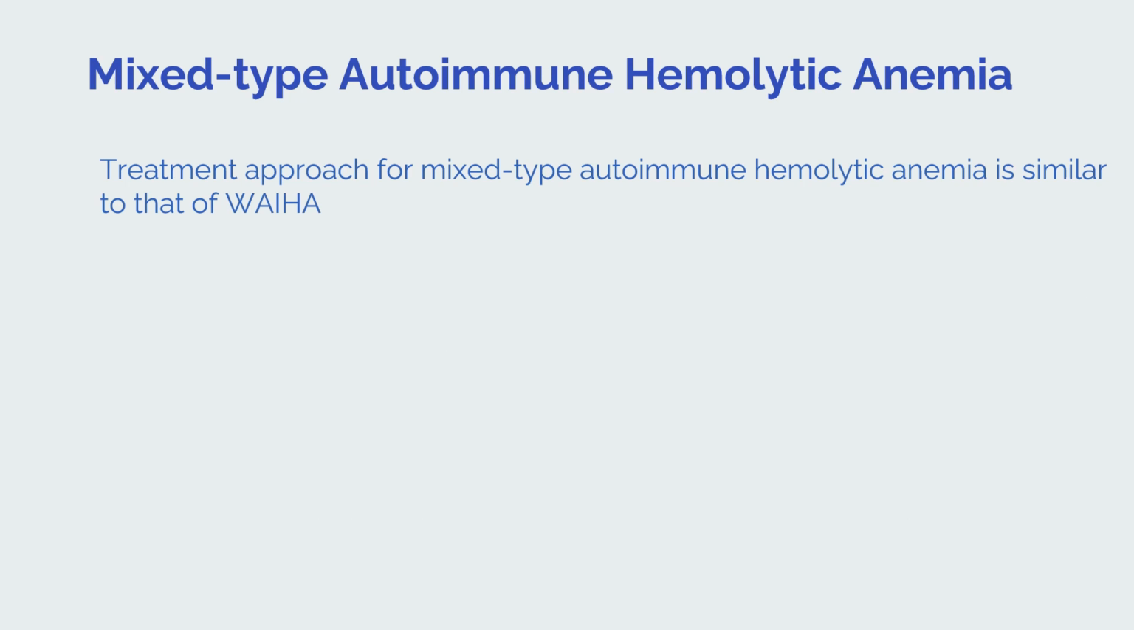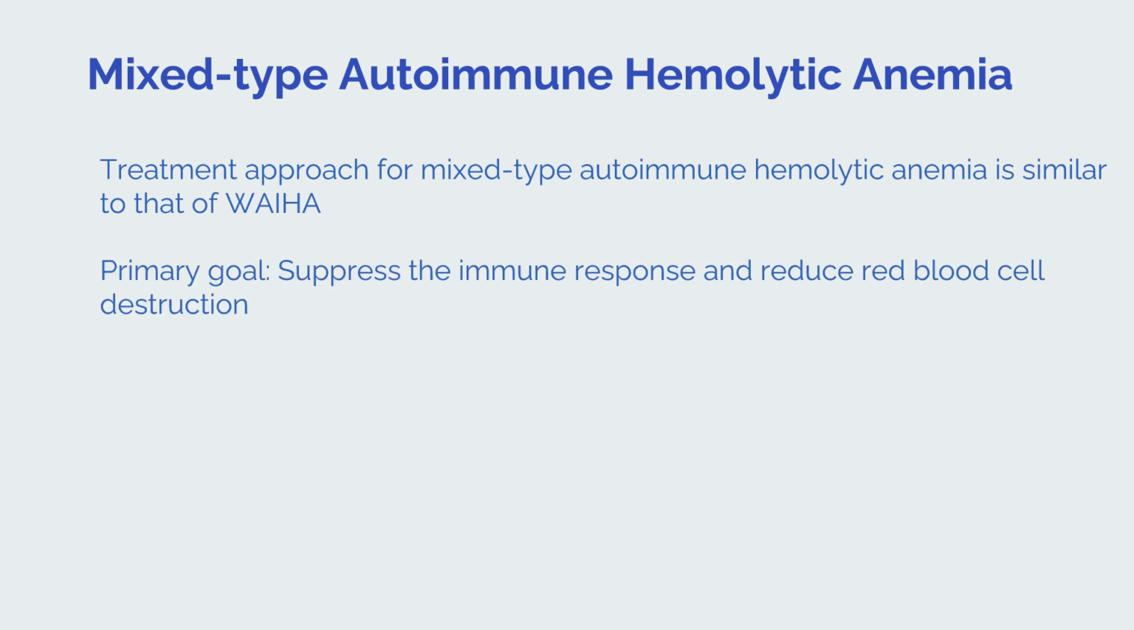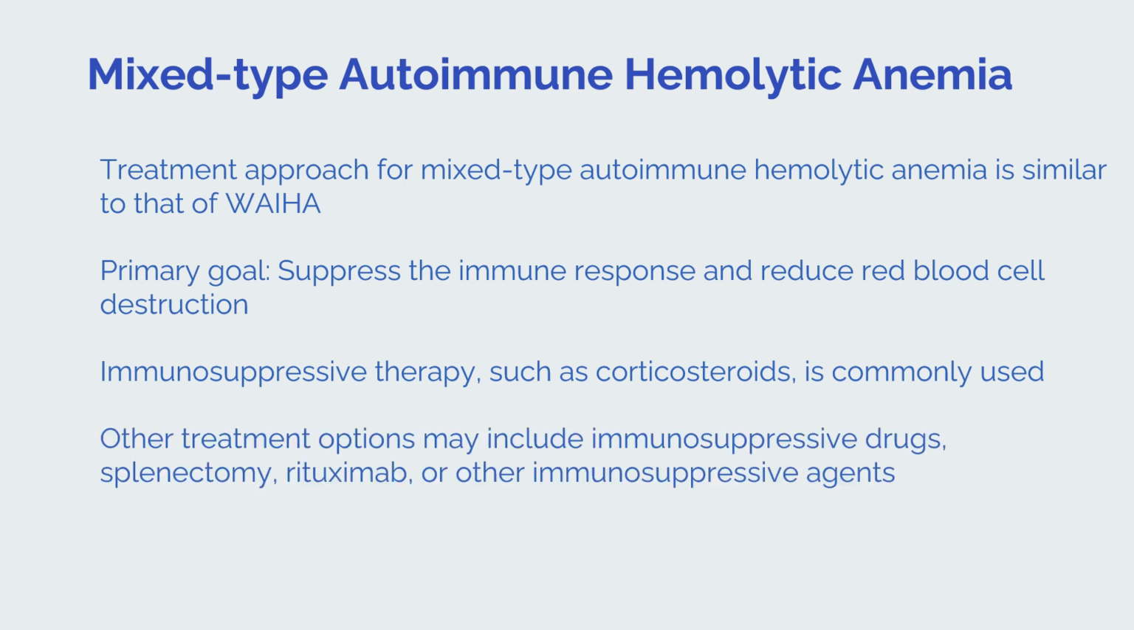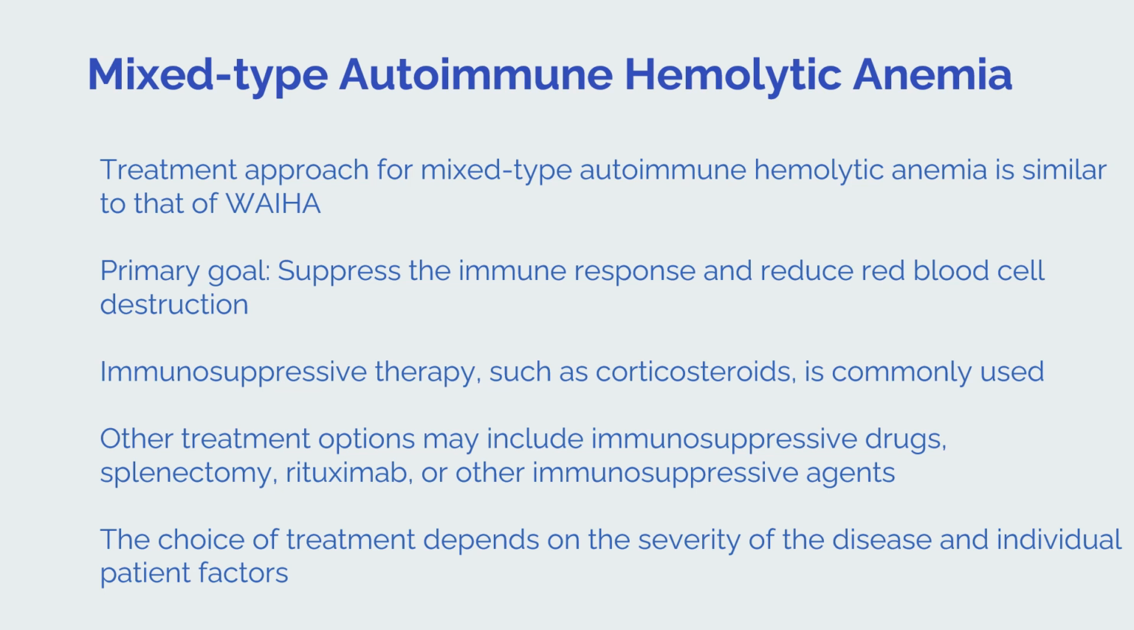When it comes to treatment, the approach for mixed-type autoimmune hemolytic anemia is similar to that of WAIHA. The primary goal is to suppress the immune response and reduce the destruction of red blood cells. This is often achieved through immunosuppressive therapy, such as corticosteroids. Other treatment options may include immunosuppressive drugs, splenectomy, surgical removal of the spleen, and in severe cases, the use of rituximab or other immunosuppressive agents. The choice of treatment depends on the severity of the disease and individual patient factors. And that brings us to the end of our exploration of mixed-type autoimmune hemolytic anemia.